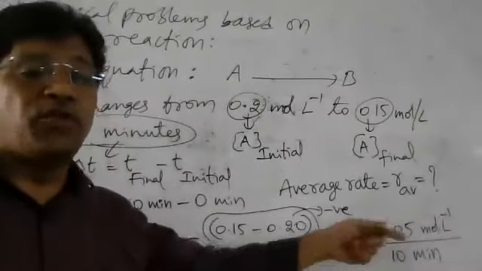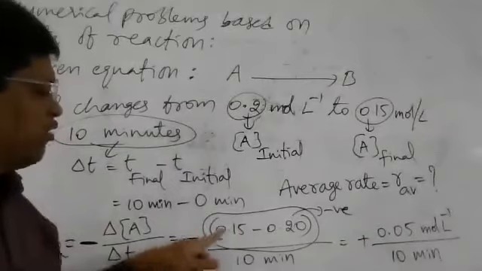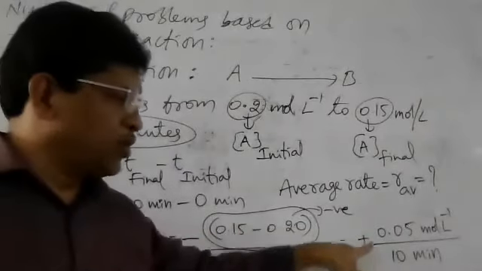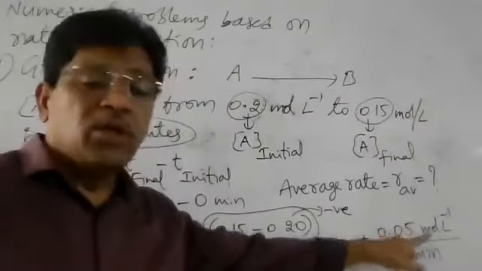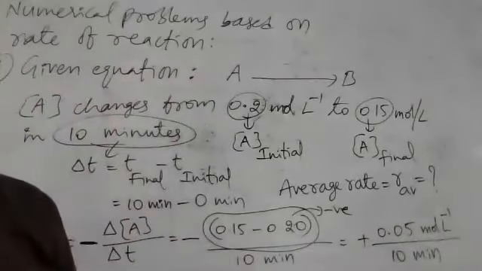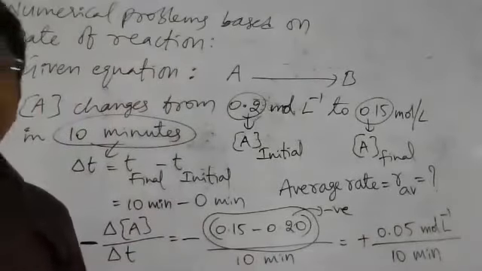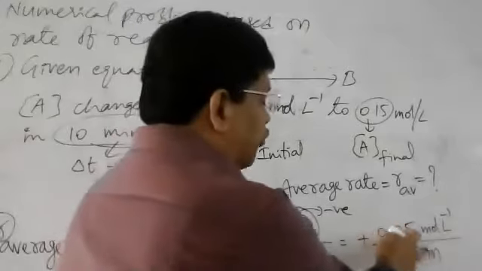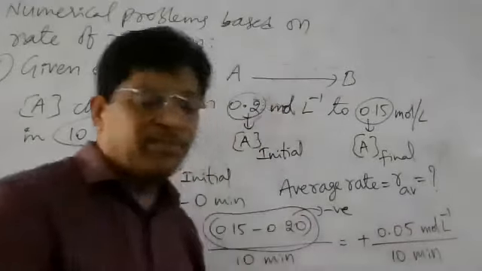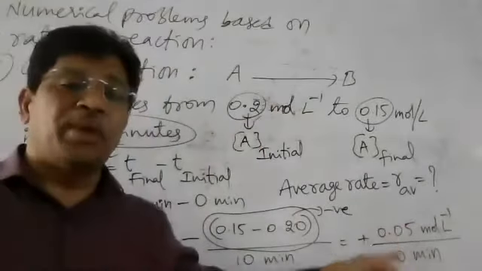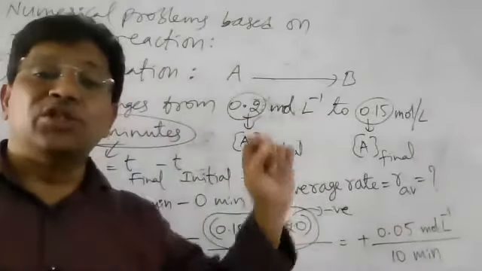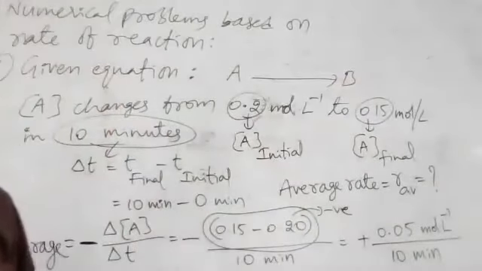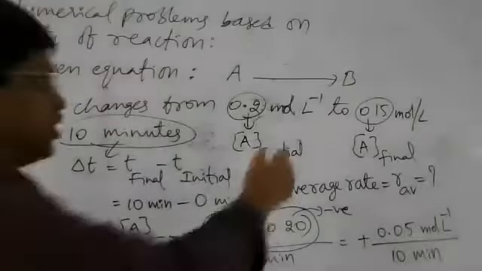0.05. So here, the minus of minus value will be positive. So 0.05 moles per liter per time. Is it clear? Now, 0.05 by 10 is equal to what? 0.05 by 10 is 0.005. Therefore, what did we get here?